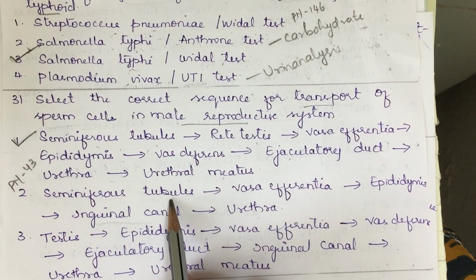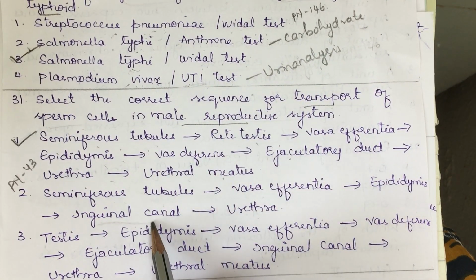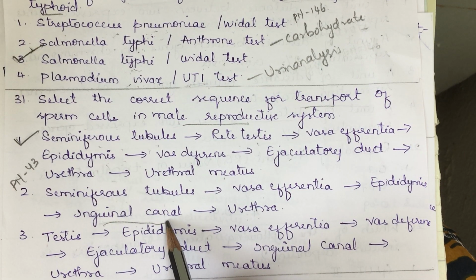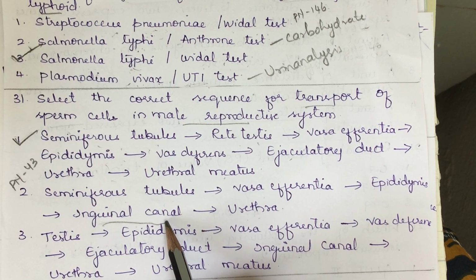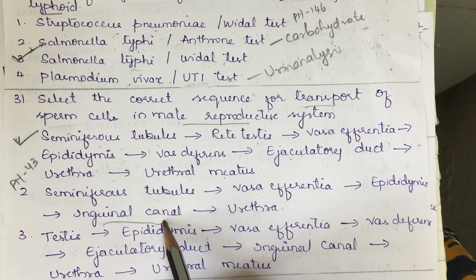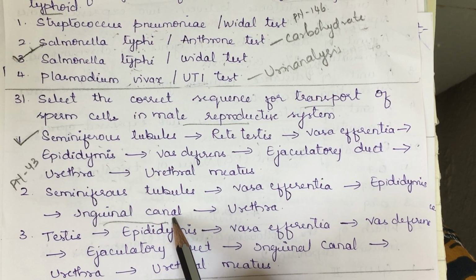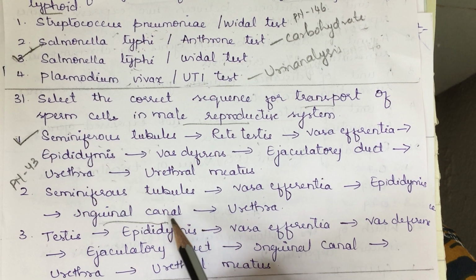Second one: seminiferous tubules, vasa efferentia, epididymis, inguinal canal and urethra. The inguinal canal is not mentioned in the male reproductive system, nor will you find it in the diagram. The inguinal canal is nothing but a short passage which extends through the inferior part of the abdominal wall. It is present in both male and female, and it joins with the external genitalia of the male, but it is not used for the transportation of sperms. So this option is not correct.